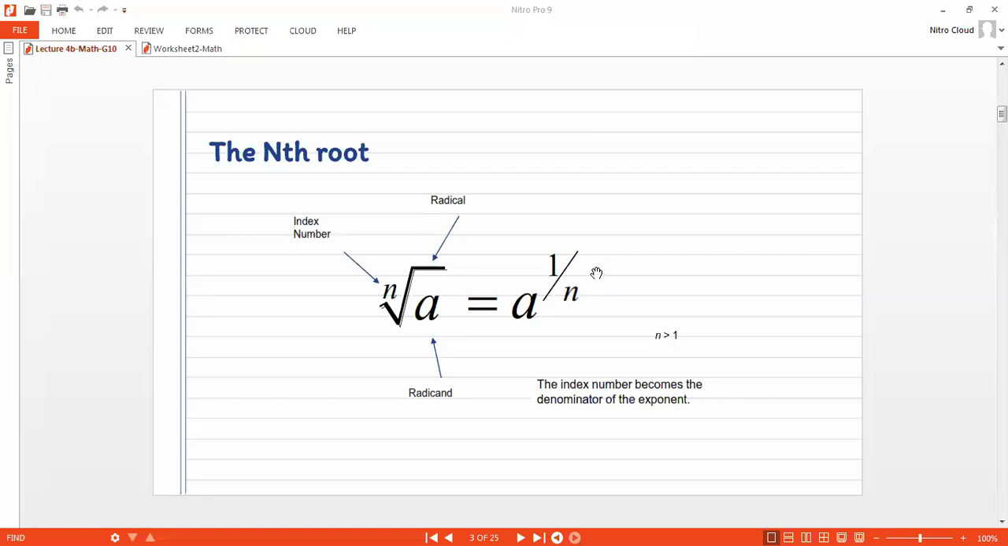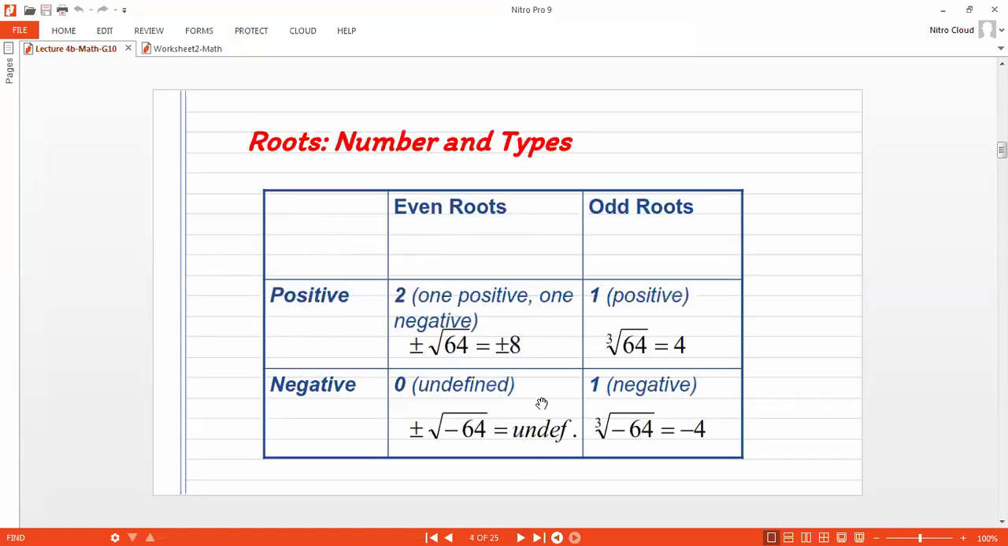And now we've also learned that if we have an even root and a positive number, then we have two roots or two solutions, plus or minus. But if we have a negative number, then this is undefined. It's impossible. We can't find this solution. If we have an odd root, then if the number is positive, the result is a positive number, and if it's negative, then it's a negative number.